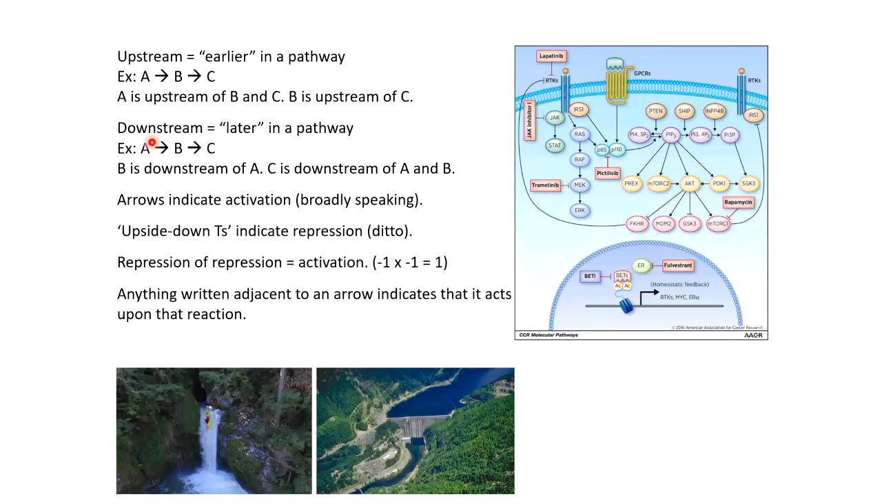The arrows here signify activation, so A is activating B, which then is activating C. And here we have upside down T's, or pretty much any T that you see in general means inhibiting. So if there was a T between A and B, it would mean that A is inhibiting B.